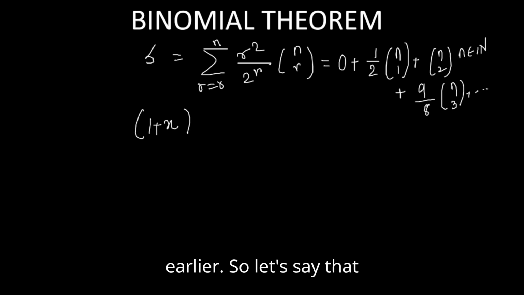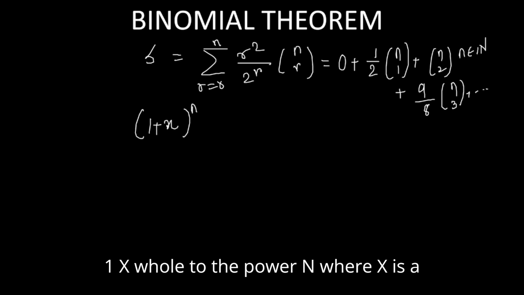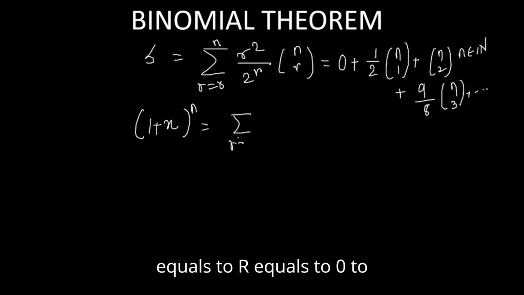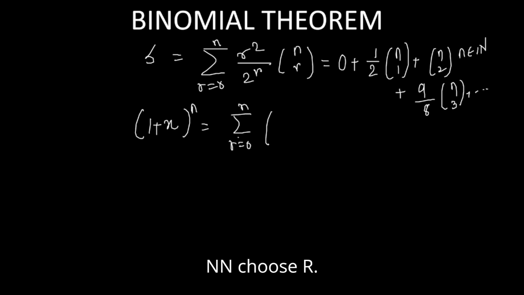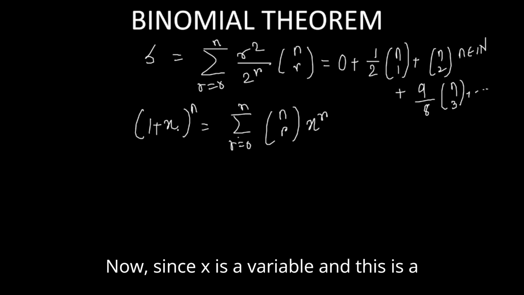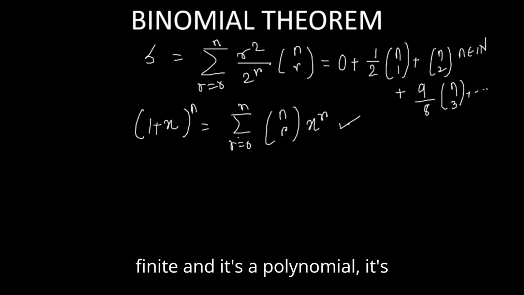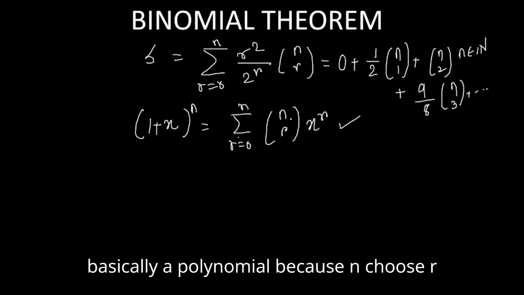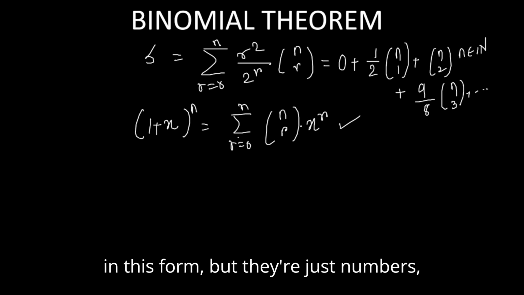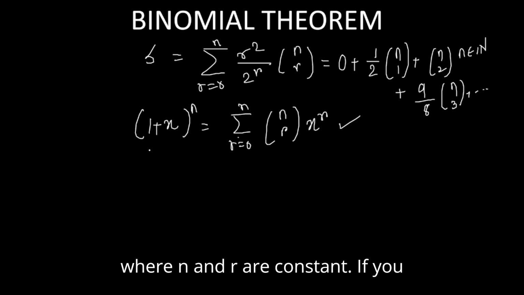So let's say (1 + x)^n, where x is a variable, and this identity is simply equal to the summation r = 0 to n of nCr x^r, correct? Now, since x is a variable and this is finite, it's basically a polynomial, because nCr are just numbers. They're written in this form, but they're just numbers where n and r are constant.